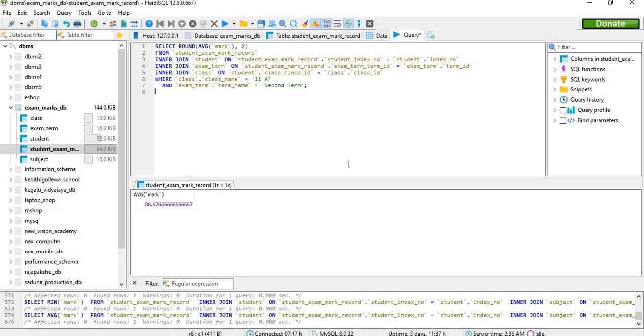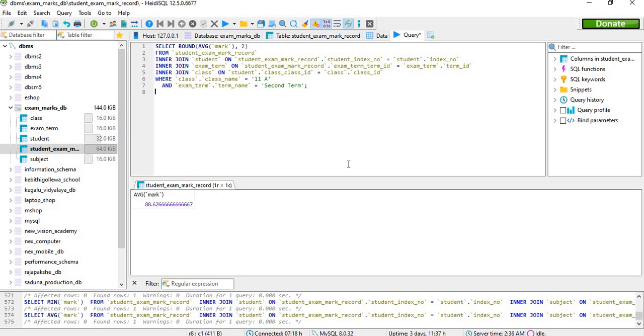we must find all the subjects average mark, and the term must be second term. So I have round the average to two decimal places using the round function. Here I have inner join the student table, exam term table, class table, because here I have given the condition class name 11A and exam term name second term, and student table is inner join because we need to retrieve the student information from the student table.